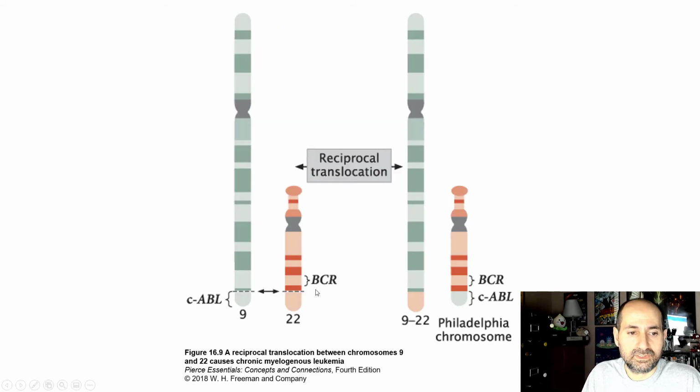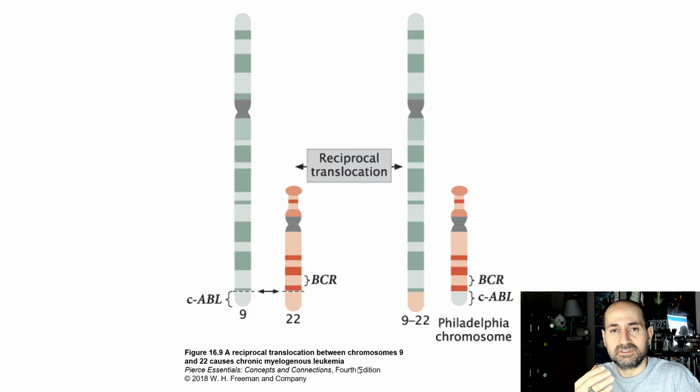So here's an example. You've got the ABL gene and the BCR gene, and they translocate. This is called the Philadelphia chromosome, and this is a cause of chronic myelogenous leukemia. So this form of leukemia is caused by a translocation event. Again, that's another insult to the chromosomes. That's a type of mutation. It's a chromosomal mutation, but it's a mutation nonetheless.